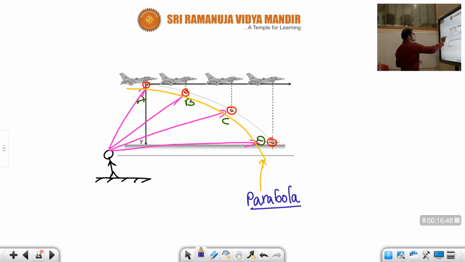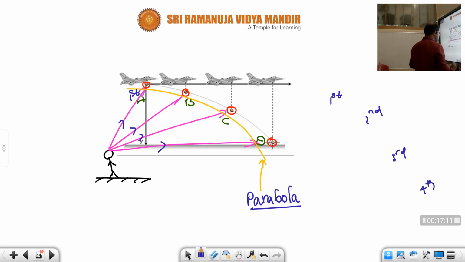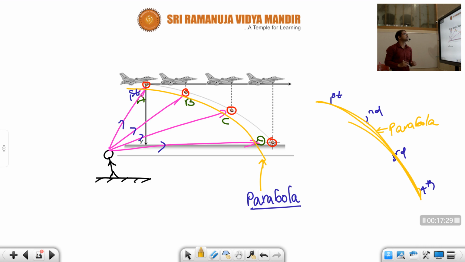So in this case, when this person is observing, how is it appearing, children? For this person, this is the first position here, and here the second position, and here the third position, and down somewhere the fourth position. Children, if you join all those points, how will they connect? They will connect with a curve. That curve is nothing but a parabola. That one I represented here.